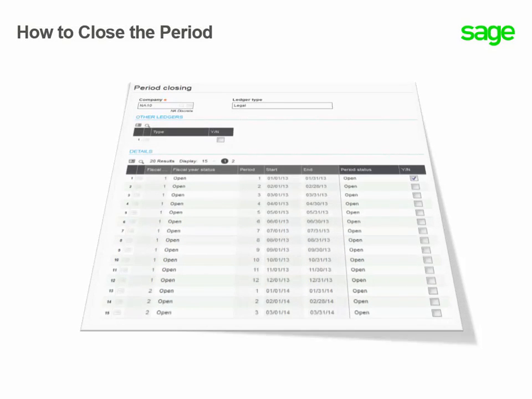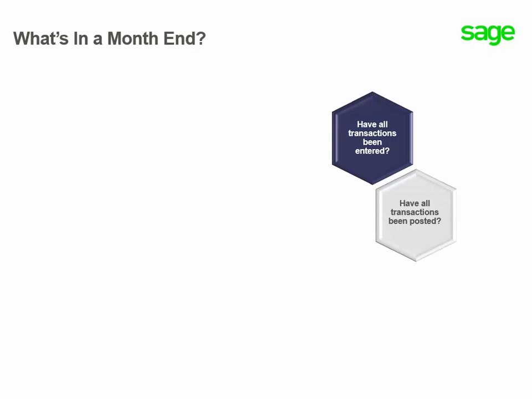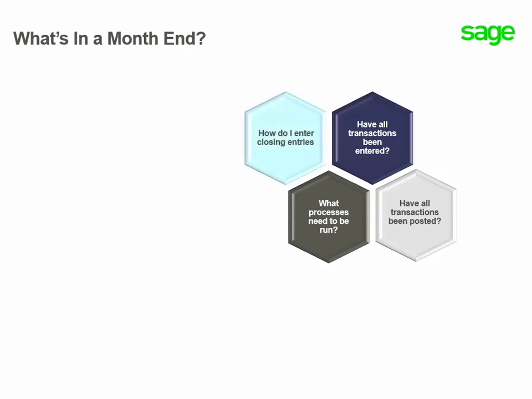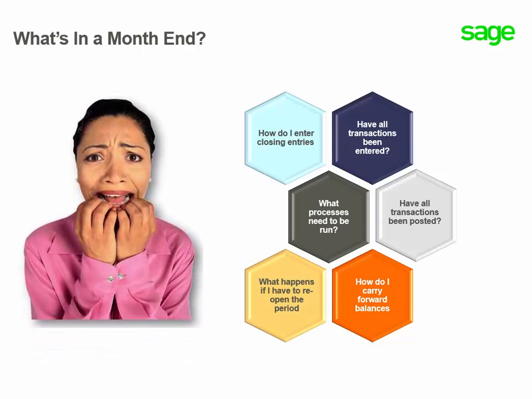In this topic, you will understand the process of closing a period. So, what's in a month-end close? A few questions you would ask are: have all transactions been entered? Have all transactions been posted? What processes need to be run? How do I enter closing entries? How do I carry forward balances? What happens if I need to reopen that period?